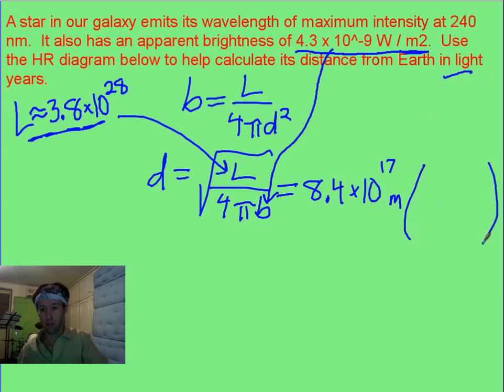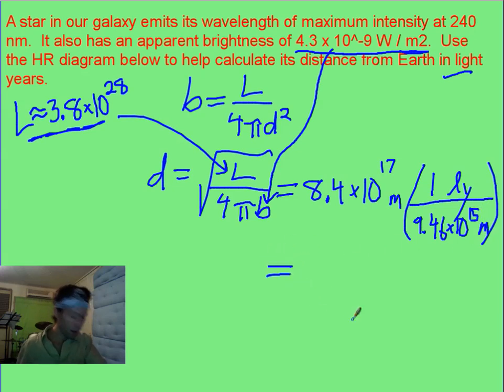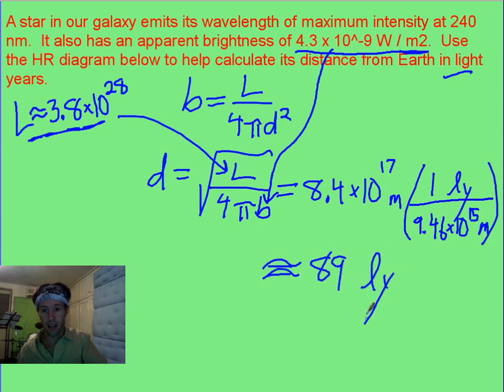So you look up the conversion to light years. It's in your data booklet, or it's in that crazy thing called Google, where 1 light year is 9.46 times 10 to the 15th meters. And the answer is roughly, with a lot of uncertainty, 89 light years away.